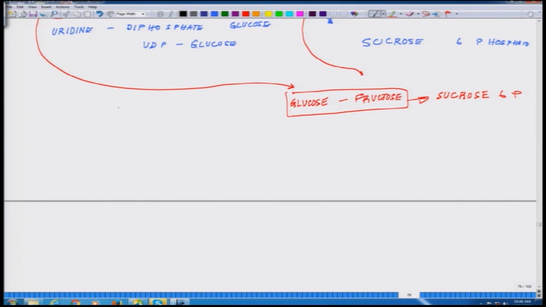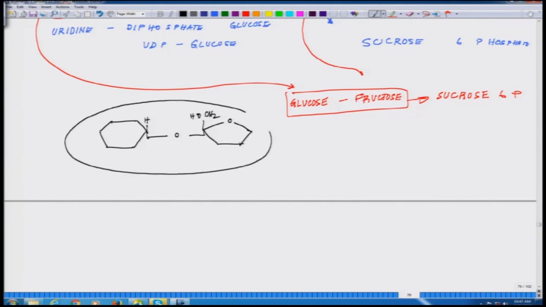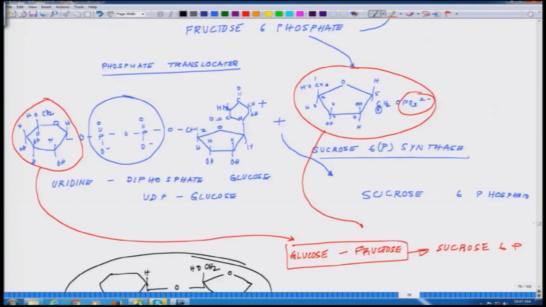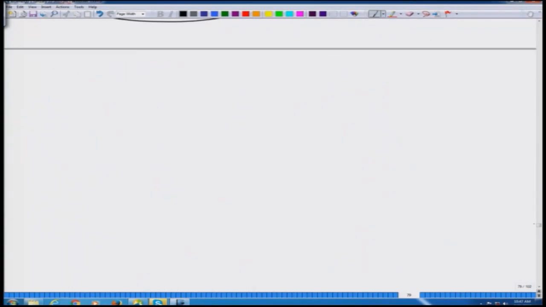So it will be something like this, O, and here you have OH, CH2. So I'll leave it for you guys to complete this whole structure. I wish you to complete this part of the structure, okay? That's kind of your assignment to look at how these things are formed.